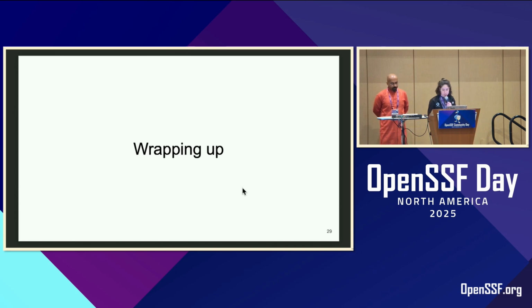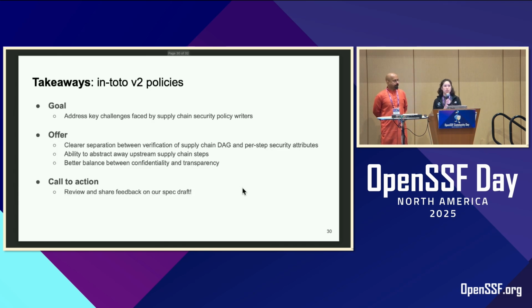Thanks. So to wrap up, a lot of the work that we're talking about is already underway. The in-toto spec already has some enhancements that are in draft to cover some of the changes that we presented. But what we really want you to take away from this talk is that the in-toto v2 policies specification is trying to address key challenges that supply chain policy writers face today by offering a clear separation between verification of the supply chain DAG and the per-step security attributes that you capture at each individual step.